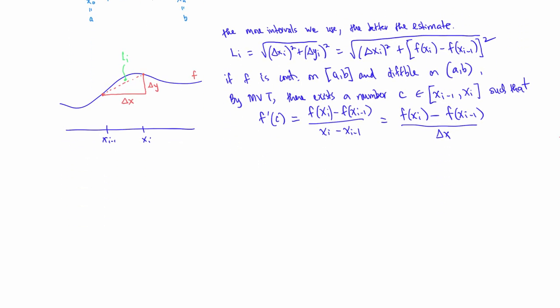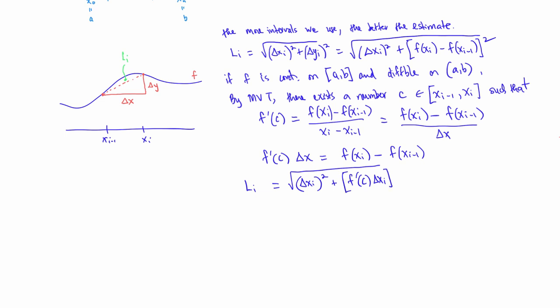We rewrite this formula as f prime of c times delta x equals f of x_i minus f of x_i minus 1. But this quantity f of x_i minus f of x_i minus 1 is in the formula l_i. And so we substitute it in the formula. We end up with l_i equals the square root of delta x_i squared plus f prime of c times delta x_i squared.